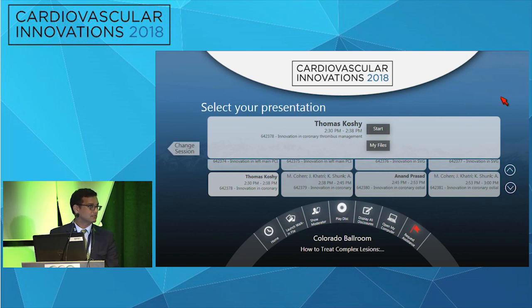Any questions, any comments from the panel? Does anybody have any experience with this Penumbra catheter pump system to aspirate thrombus? Has anybody used it yet?